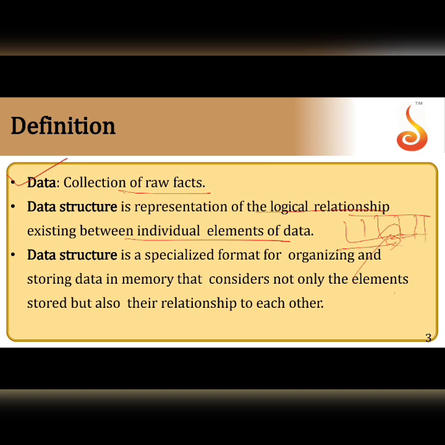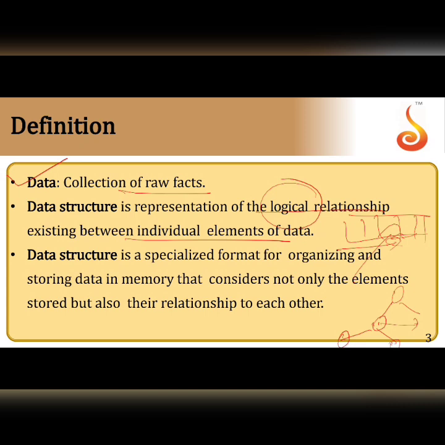So in an array, that is the relationship between the elements. For example, if it is a tree, it will be branching like this. It will have a hierarchical relationship. It will not be one next to another, whereas an array would be linear. So a data structure is a representation of a logical relationship. And if it's a linked list, you will have a pointer which points to the next node. So what is the relationship between the individual elements?